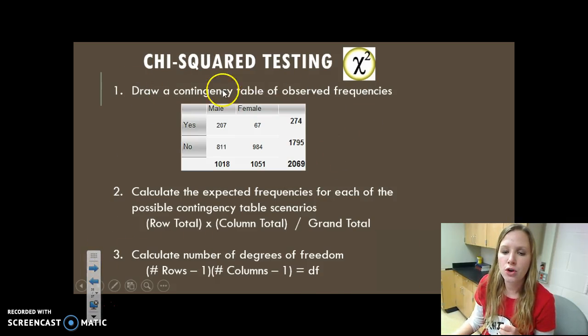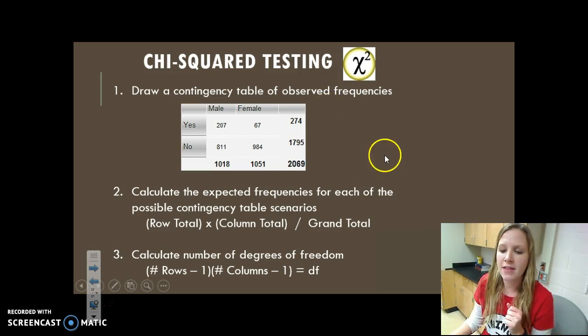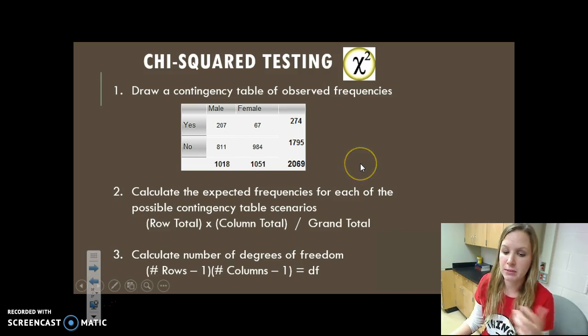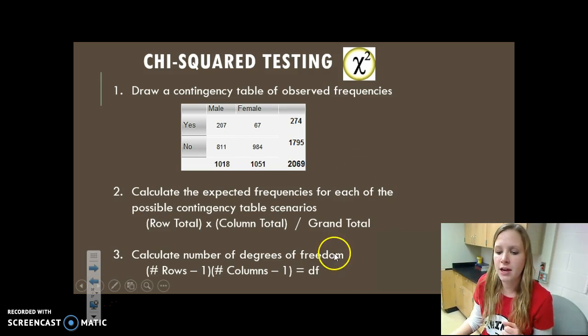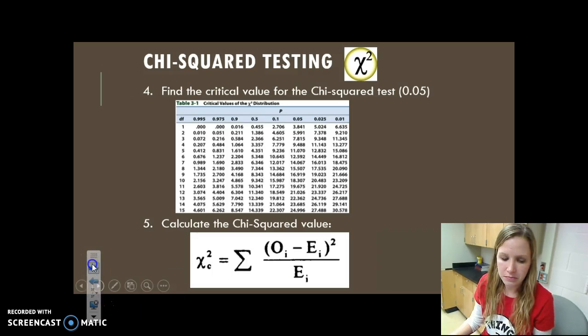So you're going to draw a contingency table based on the observed frequencies. So males, females, different types of organisms, whatever it is. Were they there? Were they not there? Were they both there? Were neither there? Draw a little table. And then you're going to calculate the frequency, so get the percentage, right? And then you're going to calculate the degrees of freedom, which is how many options do we have? That equals degrees of freedom.